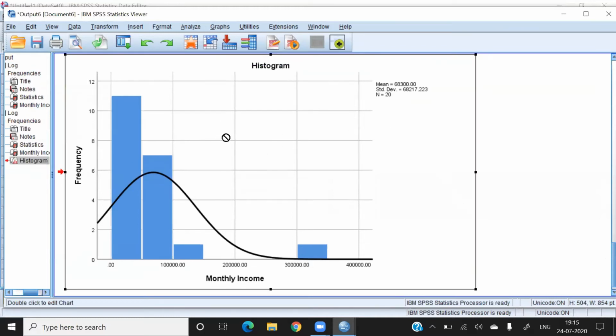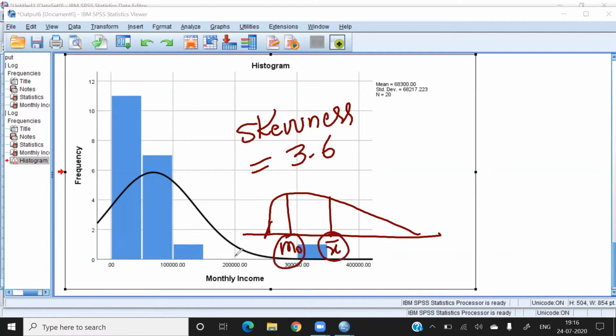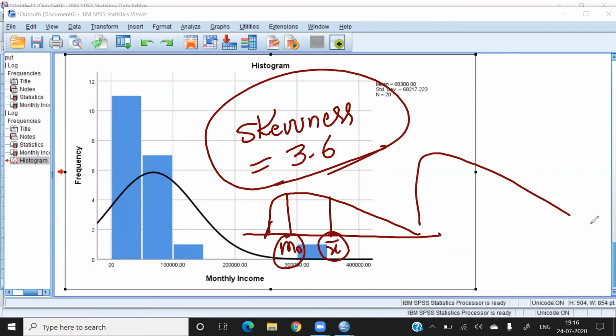So here the skewness is 3.6, which indicates this kind of graph in the analysis. The mode is less than the mean. If you compare the mean and mode, you can check the answer. In this case, the mean is higher than the mode. So we have positive skewness in this data set. Ideally, this skewness should be less than 1.